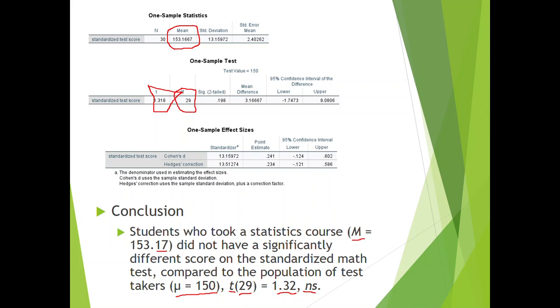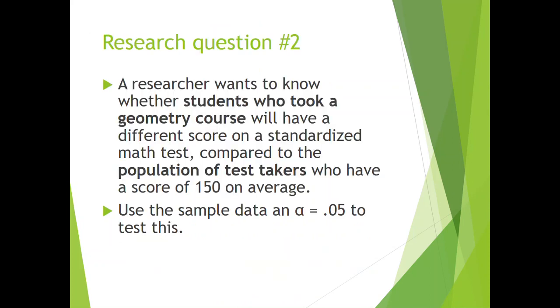In this second example, it's a very similar question, but in this second research question, we want to see if students who took a geometry class would actually have a different score on the standardized test. And again, we're comparing the students who took this geometry class to the population of test takers who have that average score of 150.